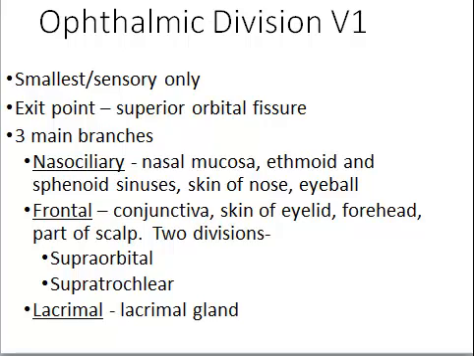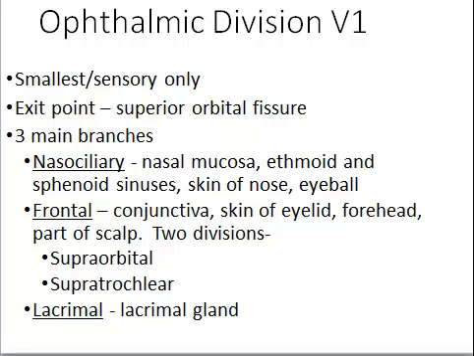So the ophthalmic division V1, this is what this Camtasia will be talking about. It's the smallest division of the trigeminal nerve, sensory only, coming out of that superior orbital fissure. It has three main branches: the nasociliary, the frontal, and the lacrimal. Now, the nasociliary innervates our nasal mucosa, our ethmoid and sphenoid sinuses, the skin of our nose, and our eyeball.